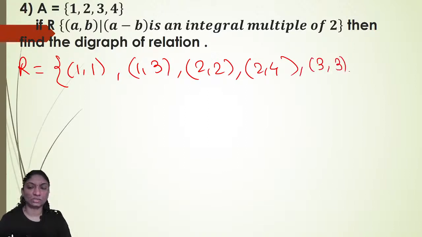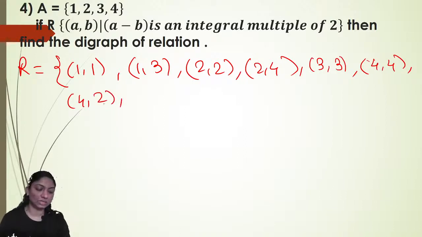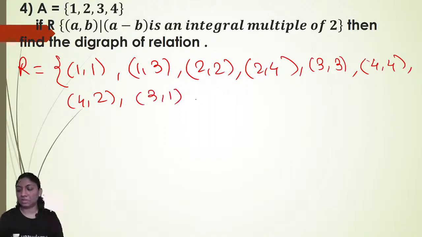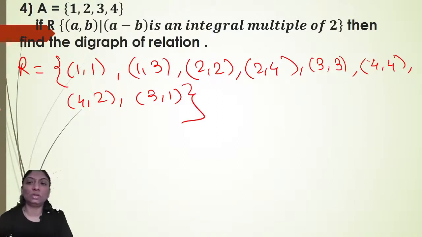(3, 3), yes. Then (4, 4), an integral multiple. Now (4, 1) is not, but (4, 2) is yes. And (3, 1) also. So you get (3, 1) also, which is an integral multiple of 2. Right? This is your relation R. Now we can find out the digraph of this relation R.